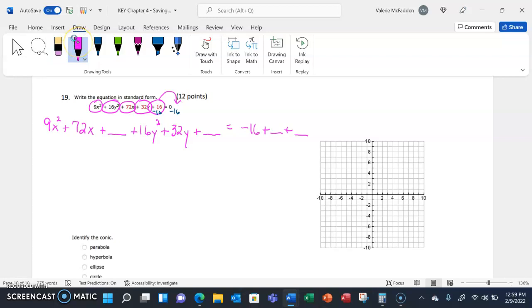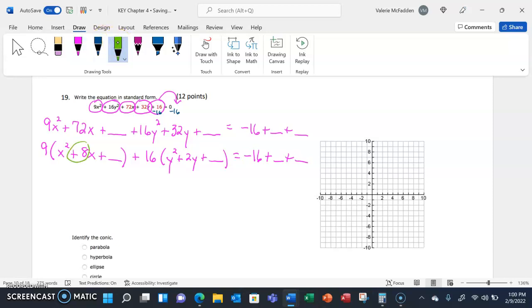Okay, before we can do completing the square, which is the blank, we're going to have to factor out the 9. So we have 9 times the quantity x squared plus 8x plus a blank, close parentheses. Same thing for the y's. We'll have to factor out the 16 times y squared plus 2y plus a blank equals negative 16 plus 2 blanks.